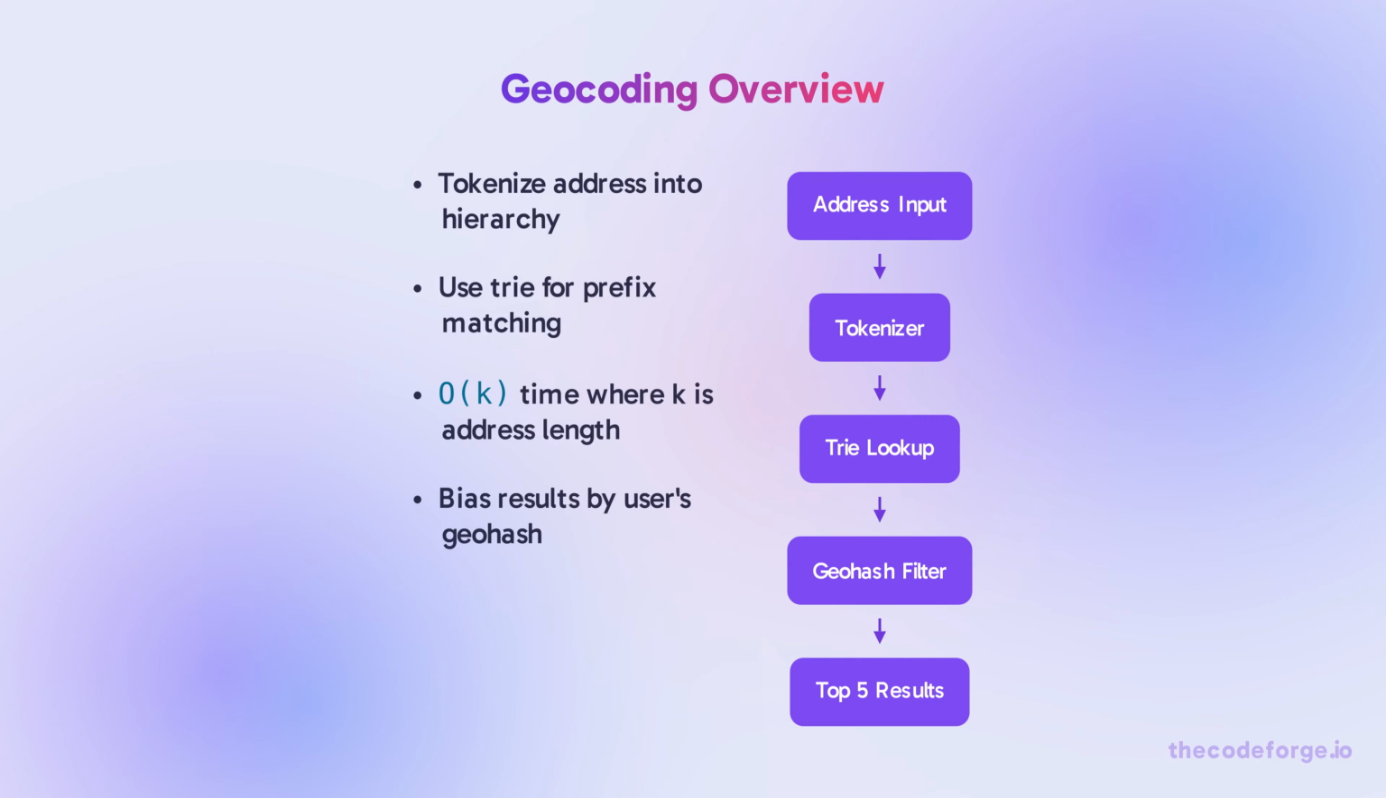Geocoding converts an address to coordinates. The system tokenizes the address into a hierarchy and traverses a trie for prefix matching. To handle ambiguous addresses like Main Street, it uses the user's IP geohash to bias results.